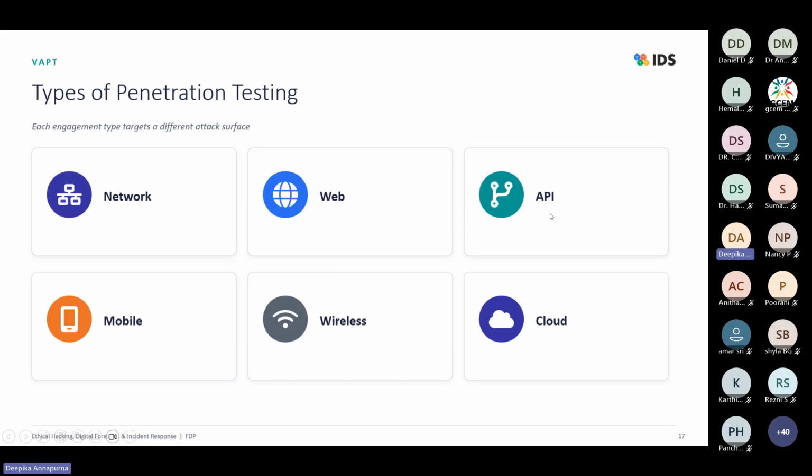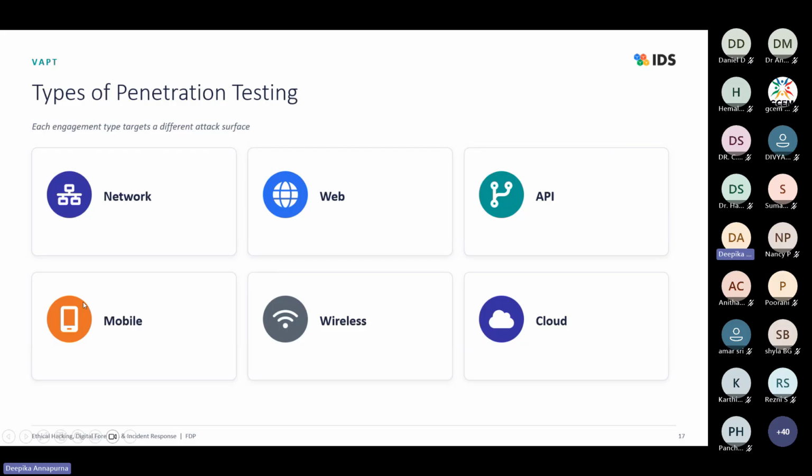The third one is the API penetration testing. Nowadays, every application is communicating using an API. Mobile applications, websites, payment systems, and cloud platforms, everything is relying on APIs nowadays. So what if API authorization or authentication is broken? Excessive data exposure will happen here, right? So this is the API penetration testing.